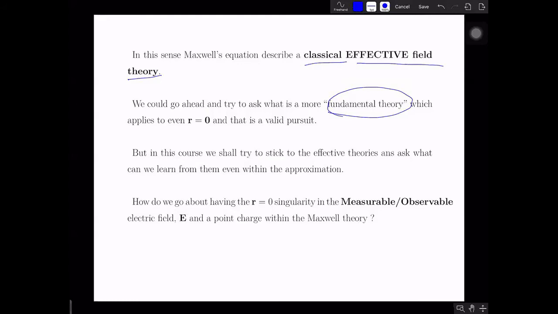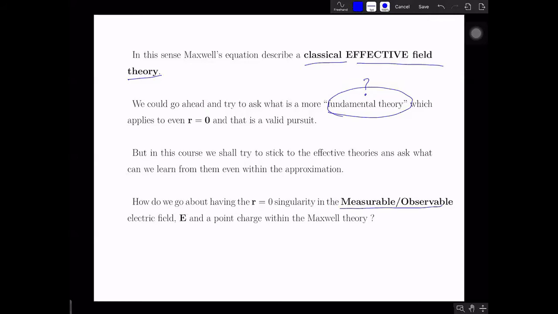I don't know what it means to be a more fundamental theory or not, but the question is certainly valid: what happens to Maxwell's equations at smaller distances? It is a very important question of physics, and partly we know the answer, partly we don't. What instead we want to do is to ask how to make this effective classical field theory, Maxwell's equations, self-consistent, and accommodate this seemingly nonsensical result that the electric field blows up at r equal to zero. It's very important to understand that this singularity is in a quantity which in principle we can measure.